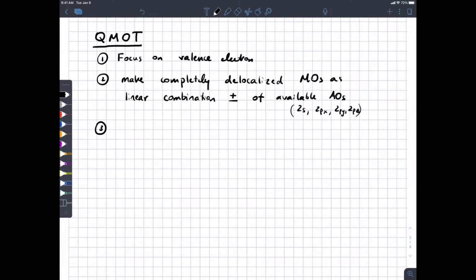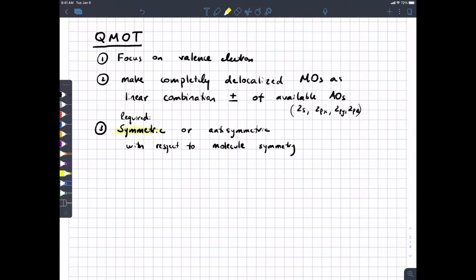Well, there's a symmetry requirement. They have to be either symmetric or anti-symmetric with respect to the symmetry of the molecule. All right, symmetric versus anti-symmetric. I'll try to show you what that means in just a second. But what do we mean with respect to the molecule symmetry?